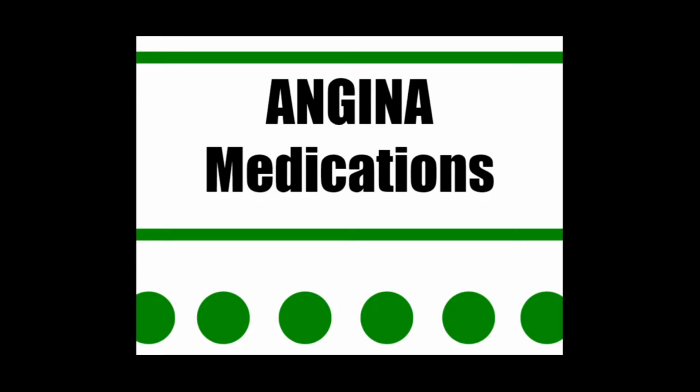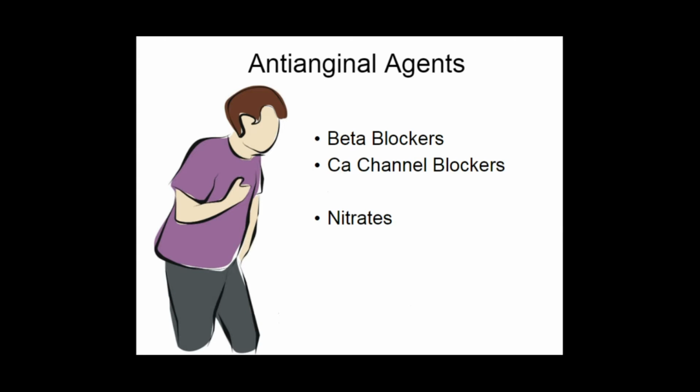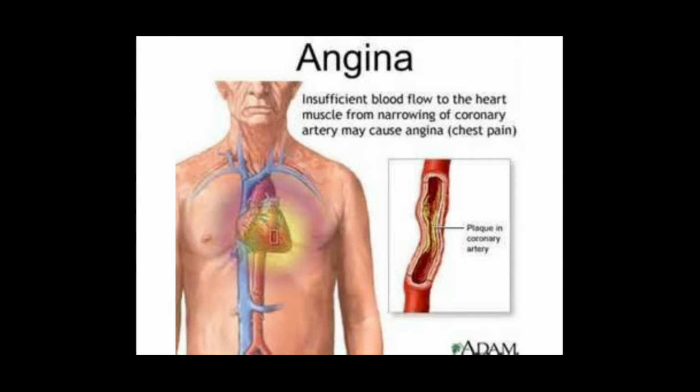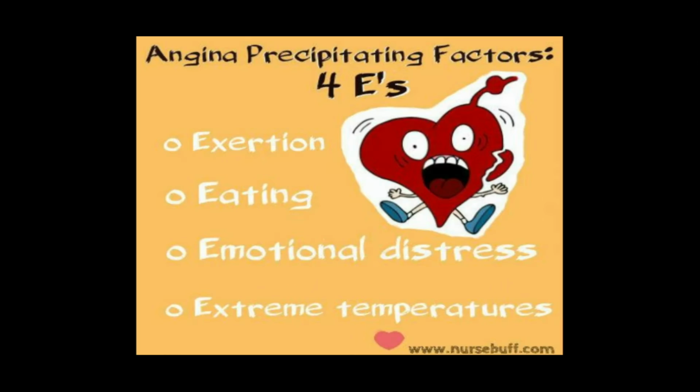Now we're going to talk about angina medications. Angina medications include beta blockers, calcium channel blockers, and nitrates. For a refresher, angina means that you have insufficient blood flow to the heart due to narrowing of the coronary artery, and that causes chest pain.